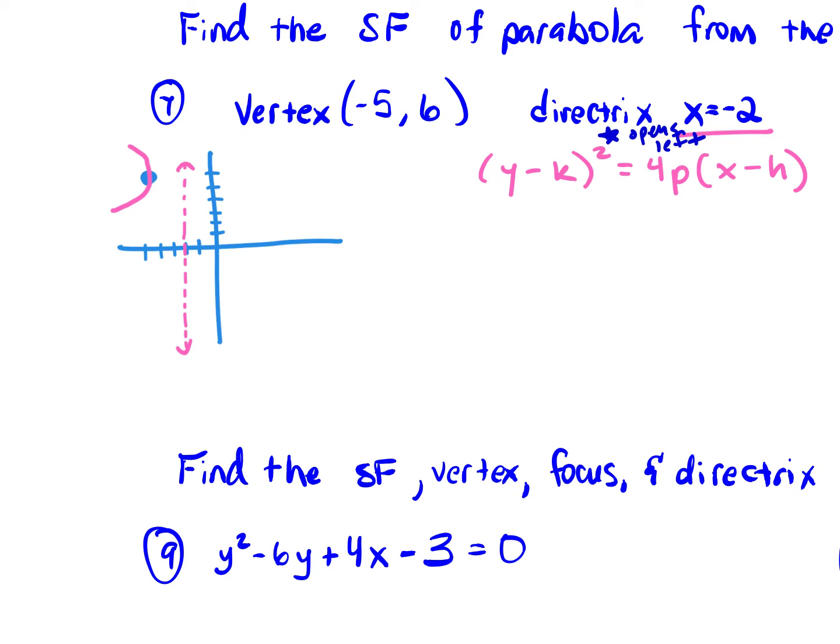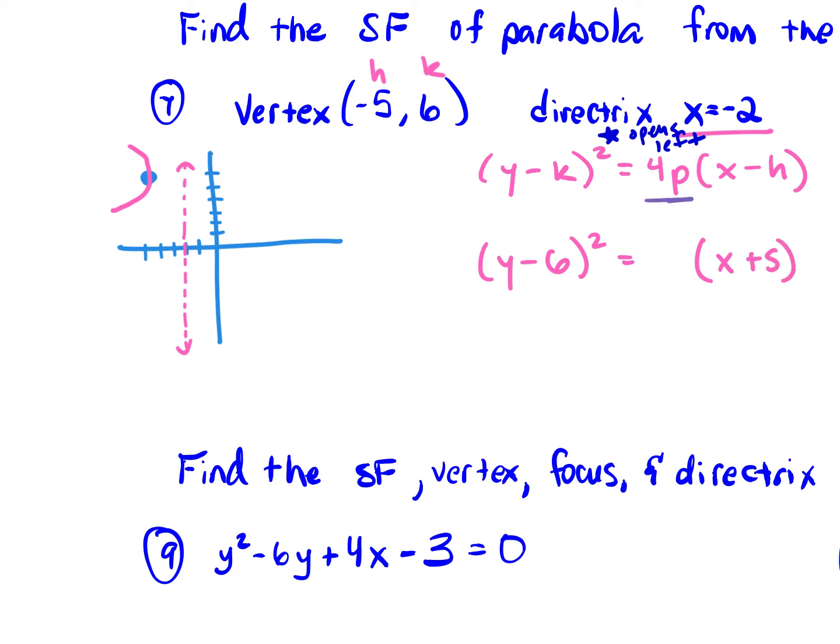Now, I have h and k, so I can plug those in because my vertex is h comma k. So your k always sticks with the y. Even though here, k is coming before h in your standard form, k always goes with the y. So it'll be y minus 6 squared is equal to 4p times x minus h, so that'll be plus 5.